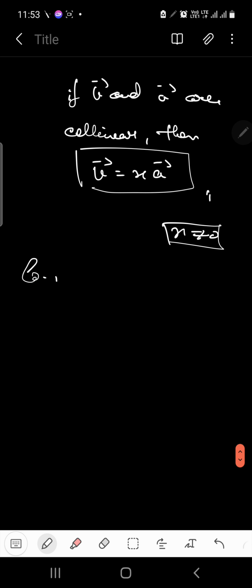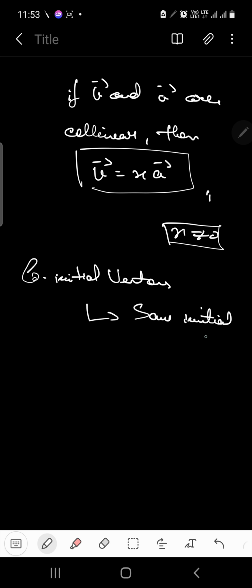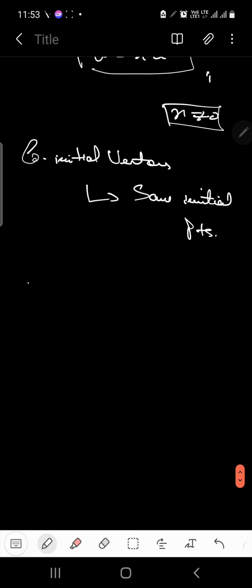Next we have coinitial vectors. What are coinitial vectors? Basically, if vectors have the same initial point, then those vectors are called coinitial vectors. Same initial points. Clear? Next we have coplanar vectors. Two or more vectors, if they lie on the same plane, are called coplanar vectors.